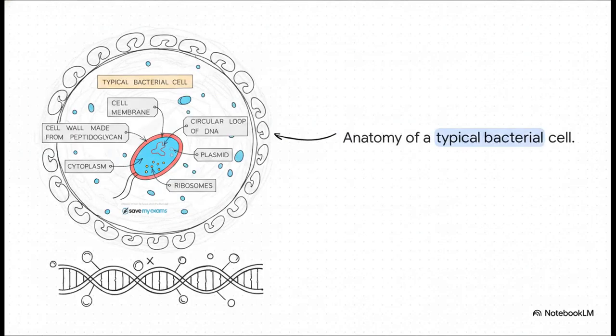Let's crack open a prime example of a prokaryote, a bacterial cell. As you can see, you've got a peptidoglycan cell wall, a membrane, and cytoplasm. But look right at the center. There's no nucleus. It's just a single circular loop of DNA, often accompanied by these tiny extra rings we call plasmids. It completely lacks mitochondria and any other membrane-bound organelles. It really is a stripped-down, highly efficient, microscopic machine.